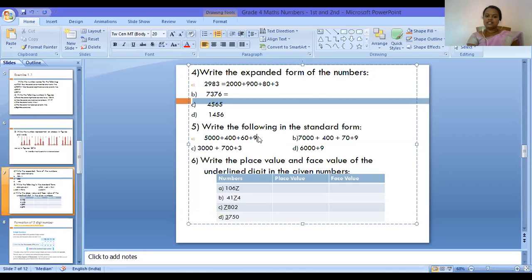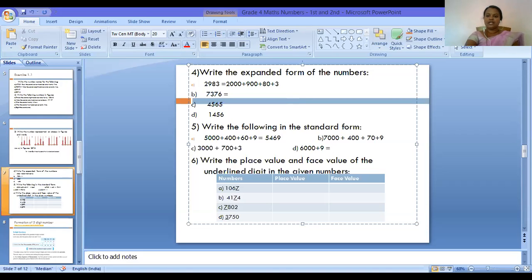Let us check the standard form. Standard form is just the vice versa of how we wrote the expanded form. That is, you would be writing the numeral of the given expanded form. When we say 5,000 plus 400 plus 60 plus 9, the number formed is 5469, that is 5,469.